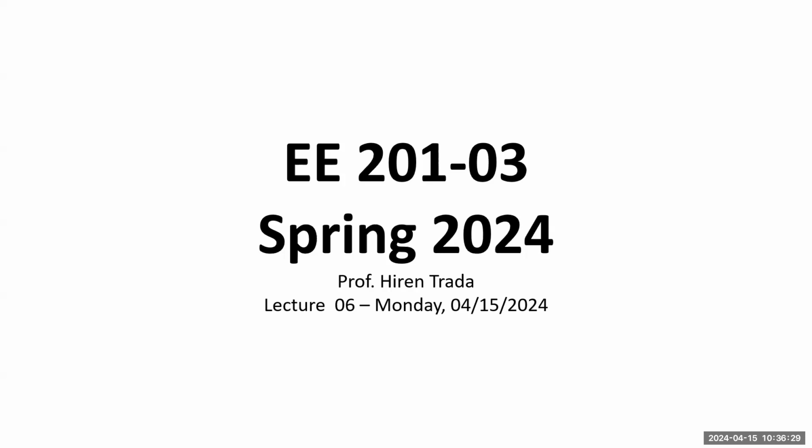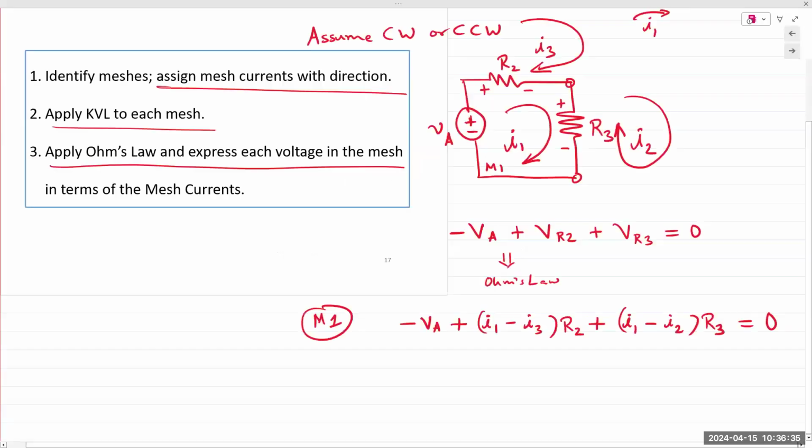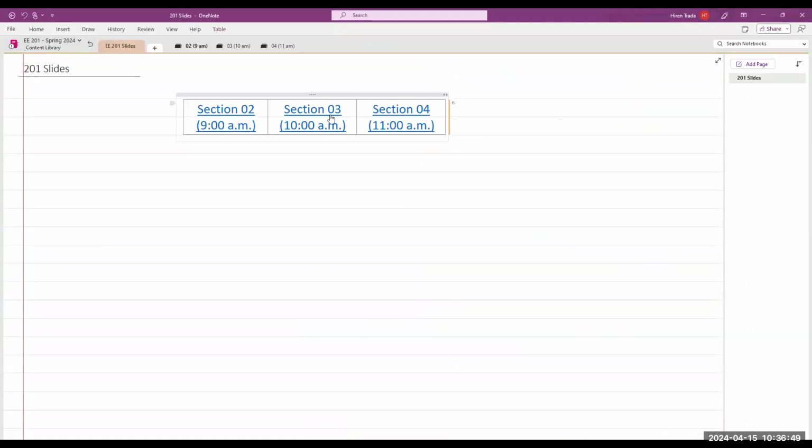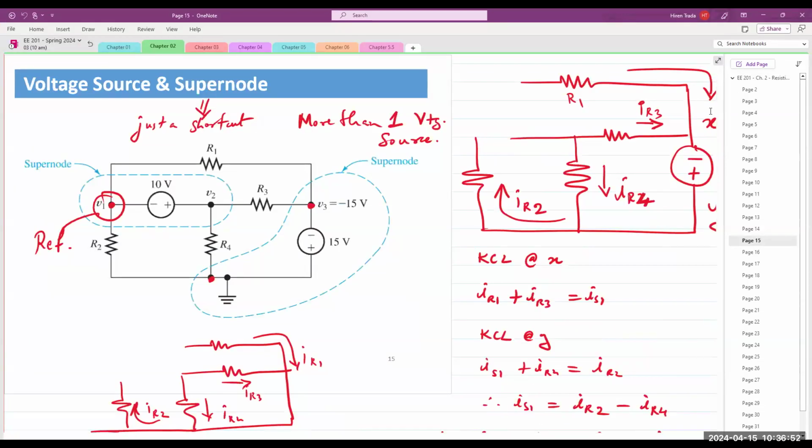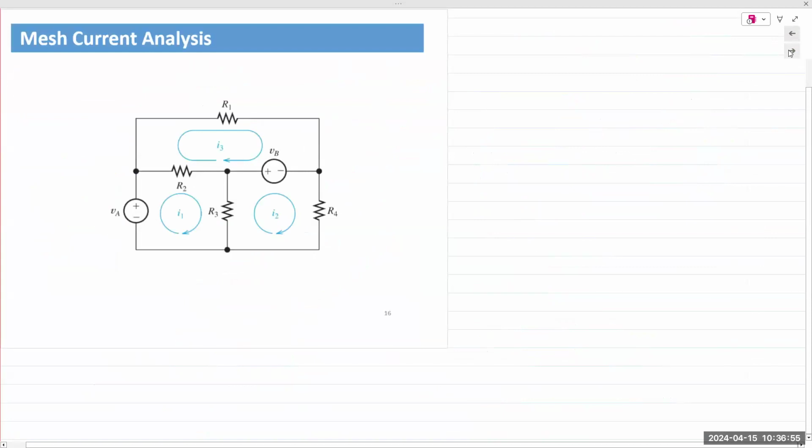Mesh current analysis is a similar technique to node voltage analysis. Okay, so as I was saying, mesh current analysis is a similar technique to node voltage analysis, but instead of applying node voltages, we are now applying mesh currents.